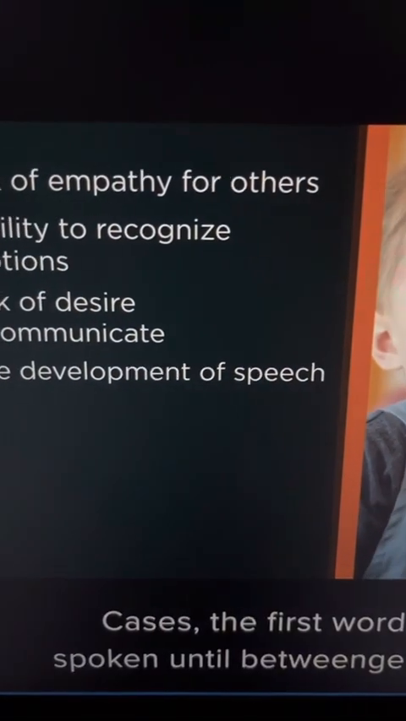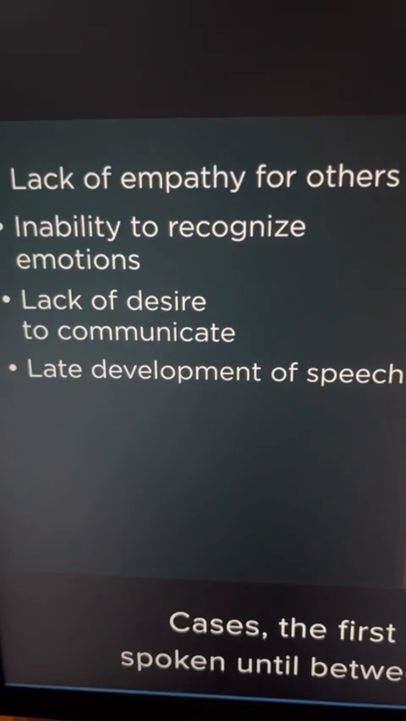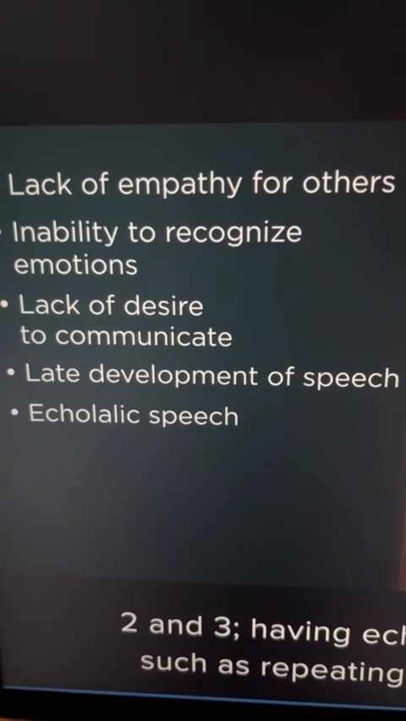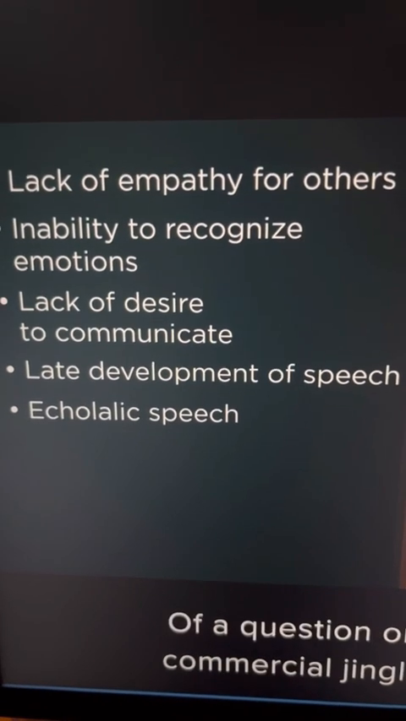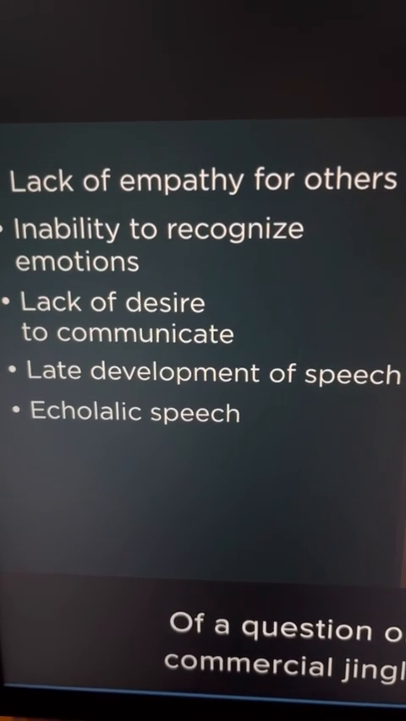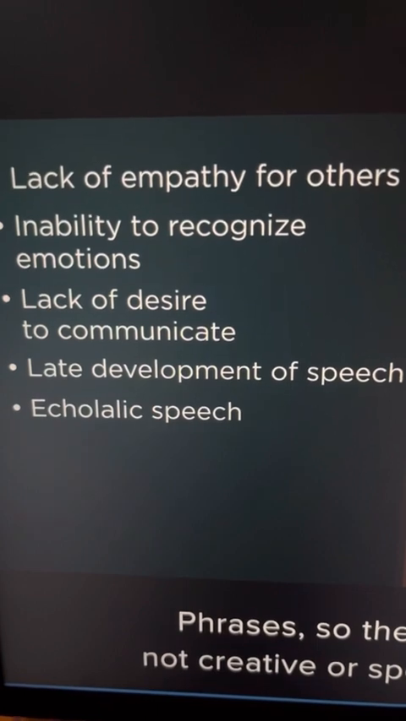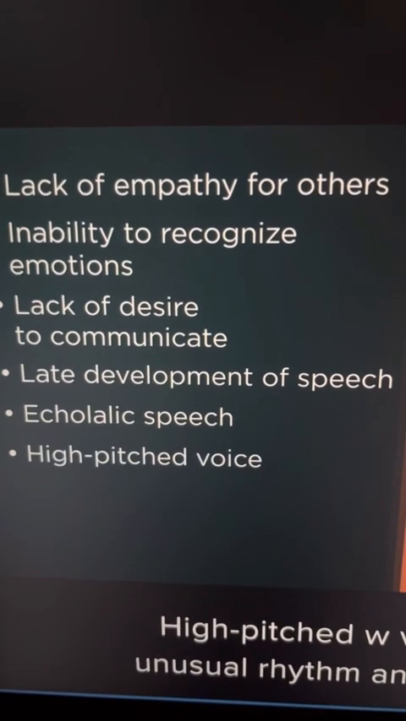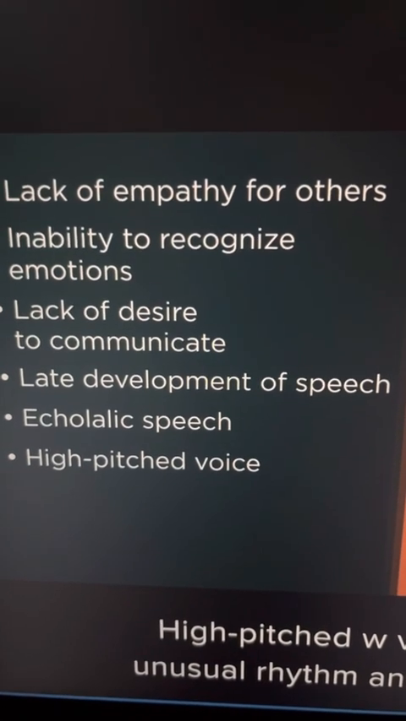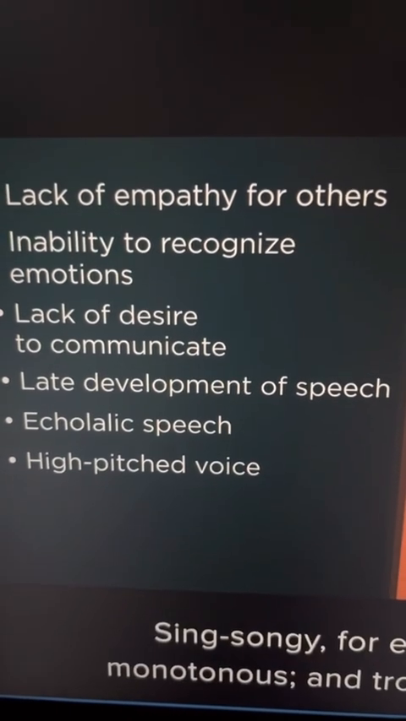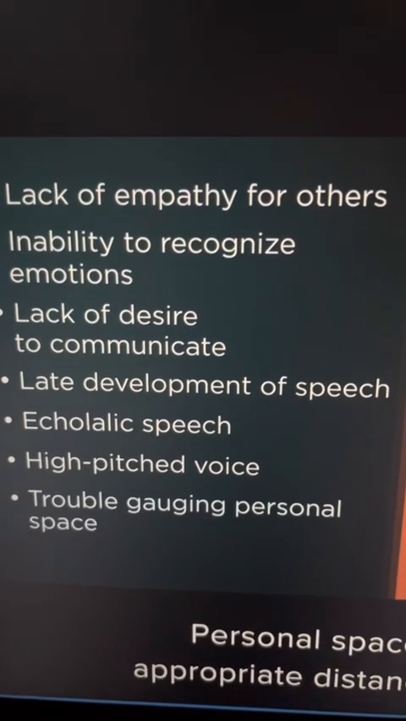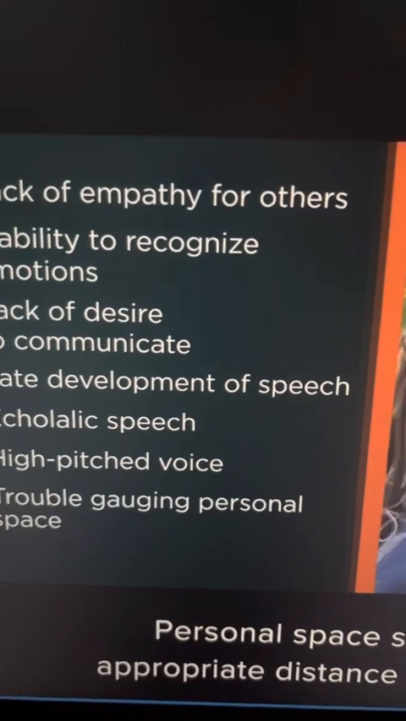In many cases, the first word is not spoken until between the ages of 2 and 3. Having echolalic speech, such as repeating the last part of a question or repeating commercial jingles or stock phrases. So the speech is not creative or spontaneous. A high-pitched voice with an unusual rhythm and intonation, sing-songy, for example, or monotonous. And trouble gauging personal space, so the appropriate distance between people.